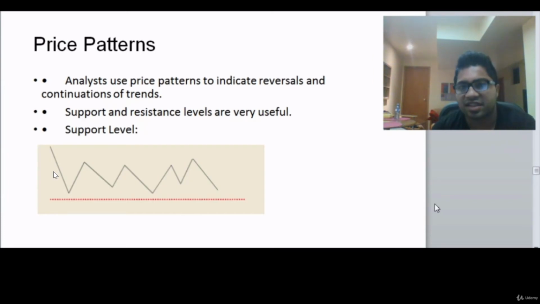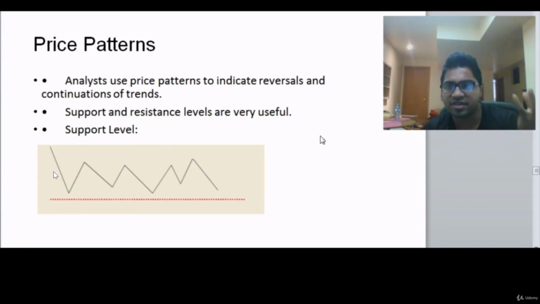First is price patterns. Analysts use price patterns to indicate reversals or continuation of a trend. Price patterns are visible on a chart. A chart in technical analysis is a graph with time on the x-axis and price on the y-axis. So you see price behavior over time to predict trends. There are two things, support and resistance.